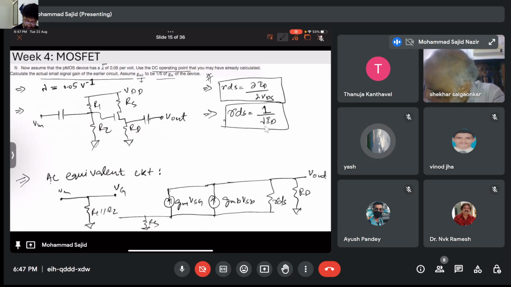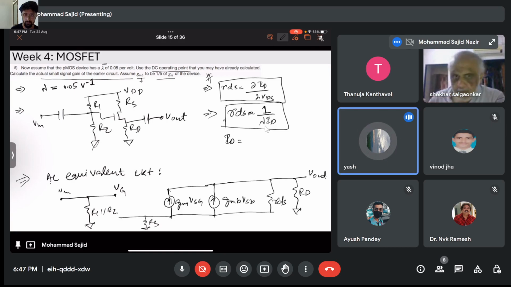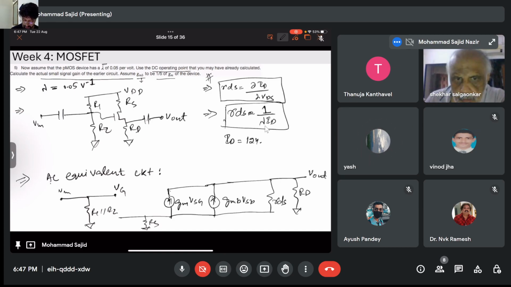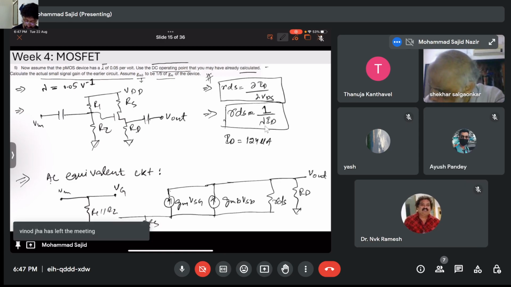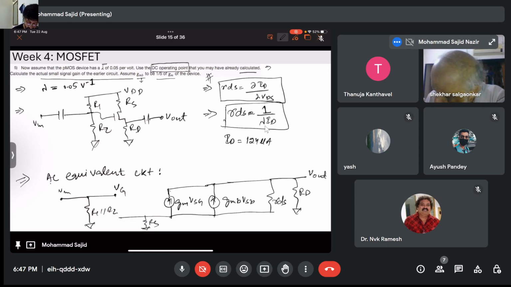And this is an approximated relationship, right? So which ID do you have to use? 124 microampere. Right. Because we are given the DC operating point that you may have already calculated, from the previous question. What is the operating point, by the way? This is the most often used term in circuits. What is the operating point?